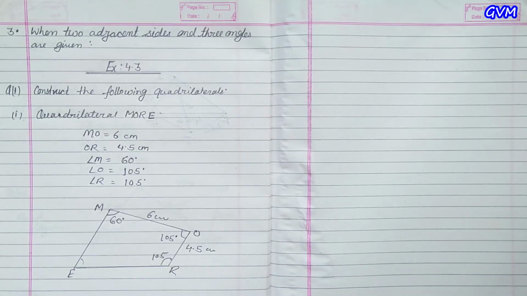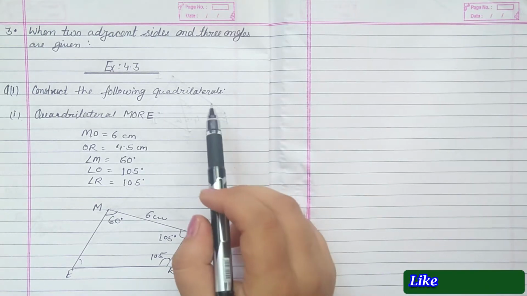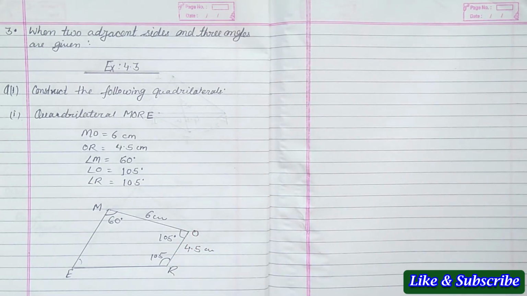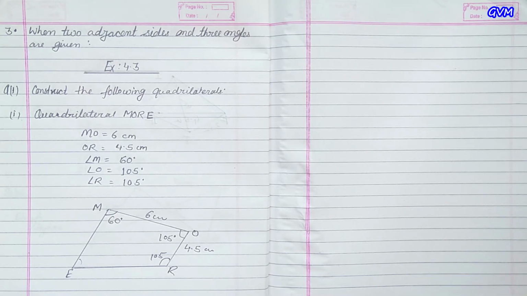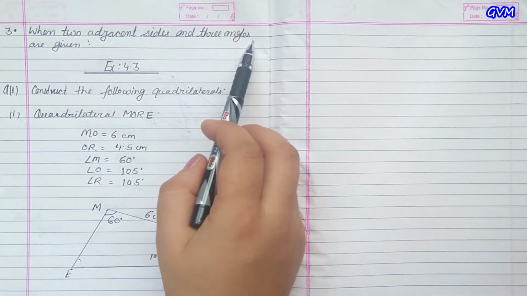Hello students, today we are going to discuss exercise 4.3 from the chapter Practical Geometry. Now, the first question is to construct the following quadrilaterals, and you have been given 4 parts in this question. So basically this exercise is about constructing quadrilaterals when we are given 2 adjacent sides and 3 angles.